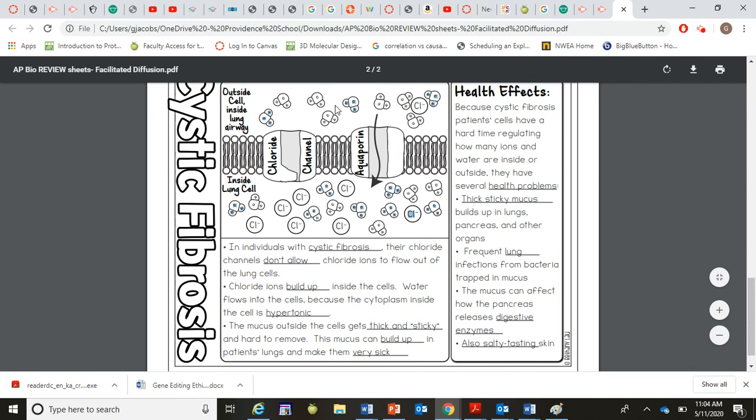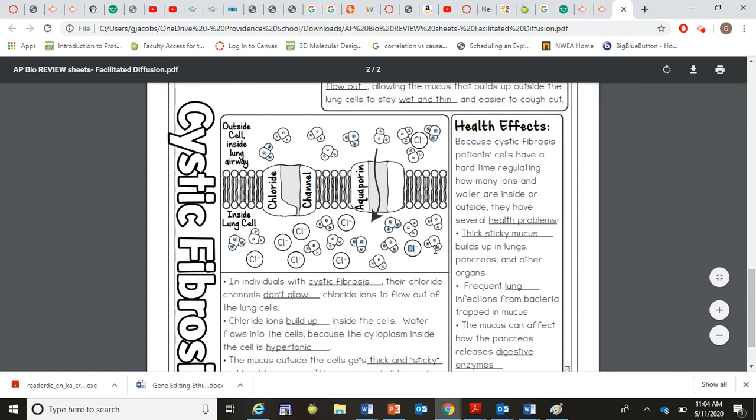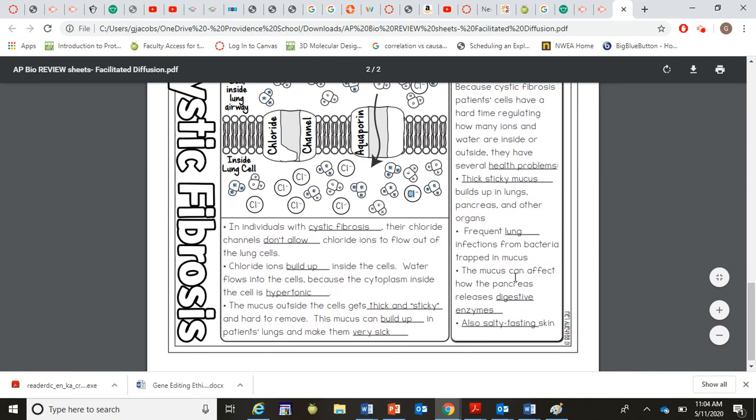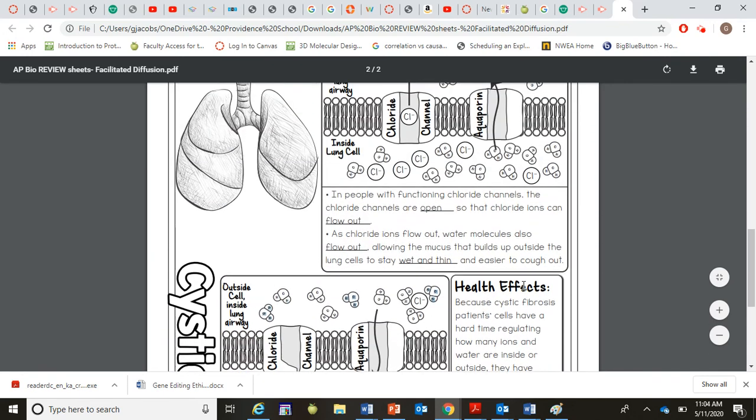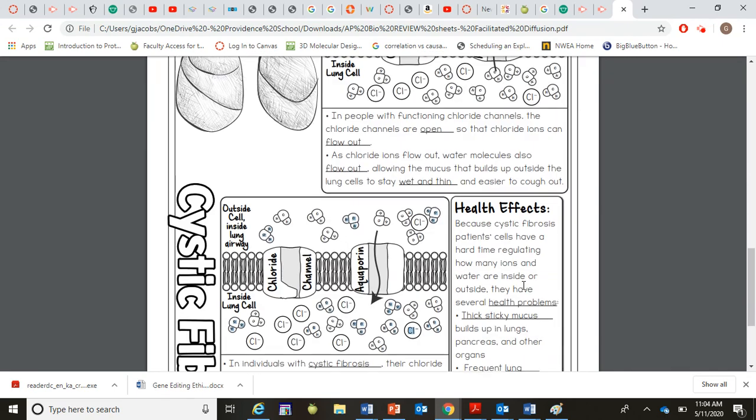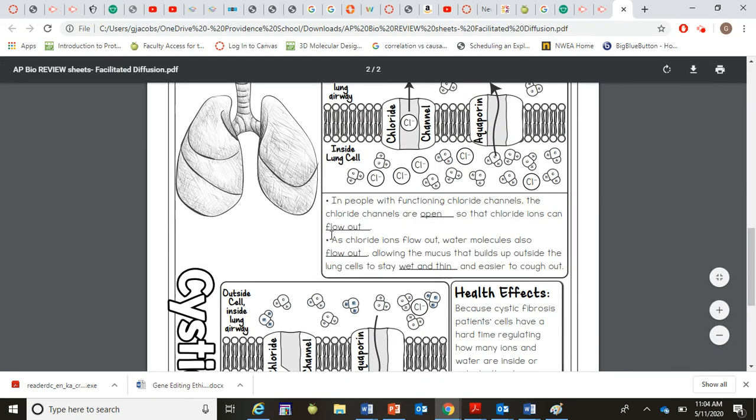Because they cannot thin out this mucus, because the water is actually leaving the mucus and going inside the cell, and it's not getting thinned out by water exiting the cell, then it's going to get really yucky and hard to cough up. So it leads to this thick and sticky mucus, frequent lung infections, and that would be an example of facilitated diffusion in the cells.